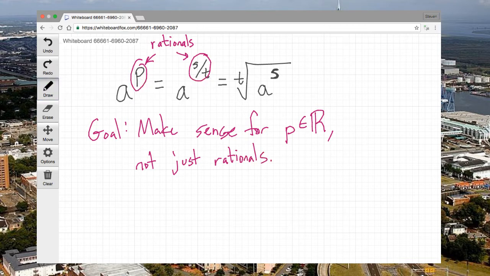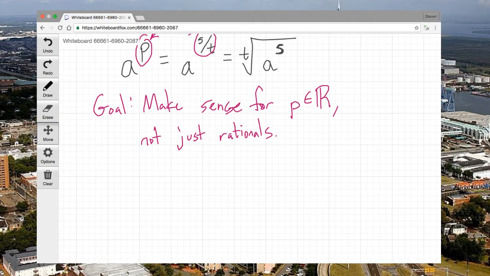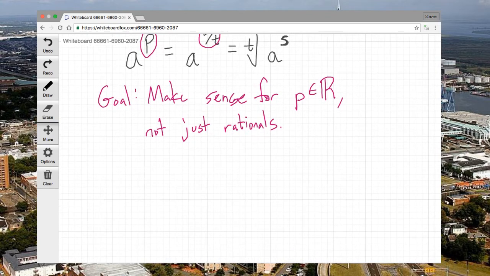So, how do we get there? Well, what we're going to do is use the natural logarithm. We have defined that rigorously. That makes sense for all real numbers. So what can we do? Well, let's take a look at the natural logarithm. y equals the natural log of x.